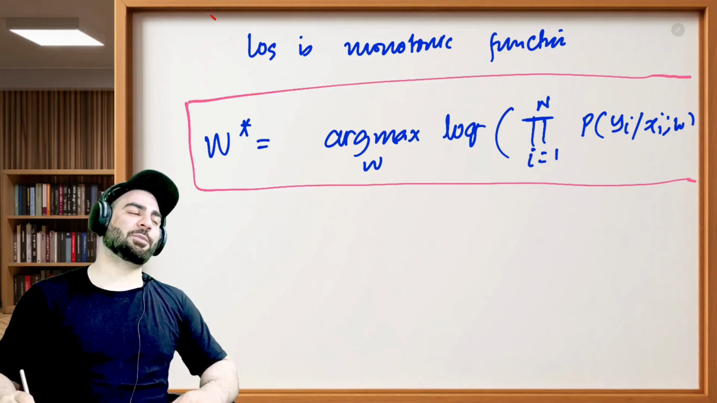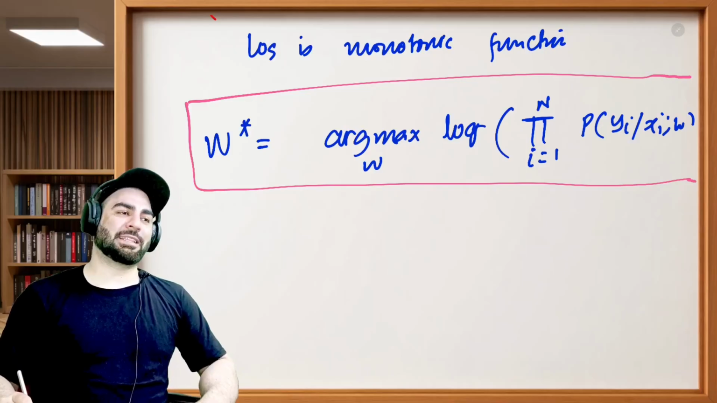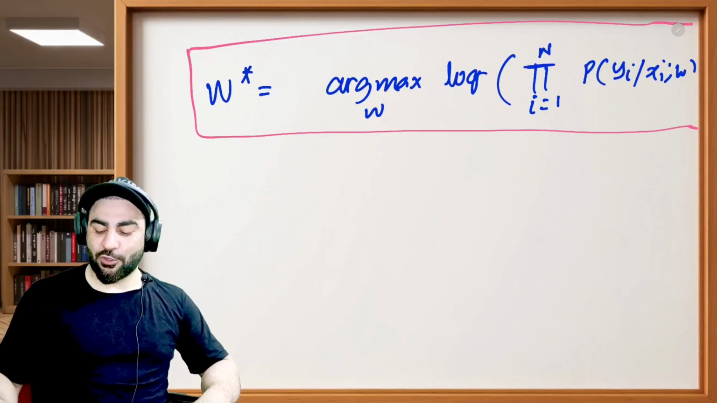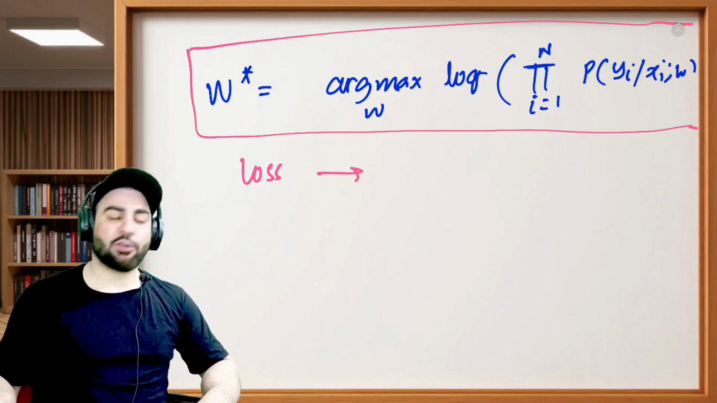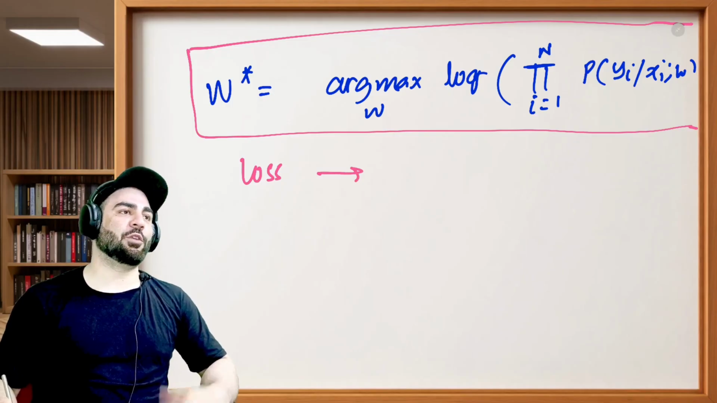Now in machine learning, the problem is that we do not want to maximize, we want to minimize things, because usually we want to minimize loss. You don't want to find likelihood, you want to find loss.